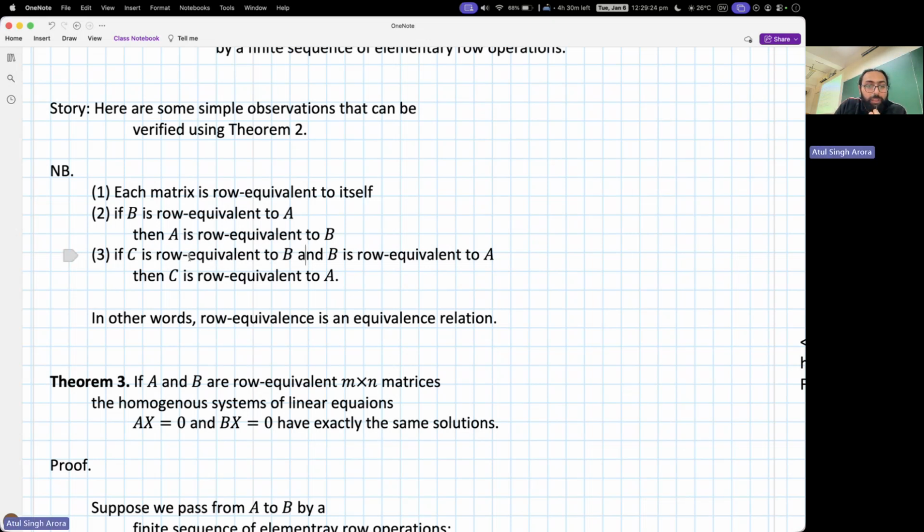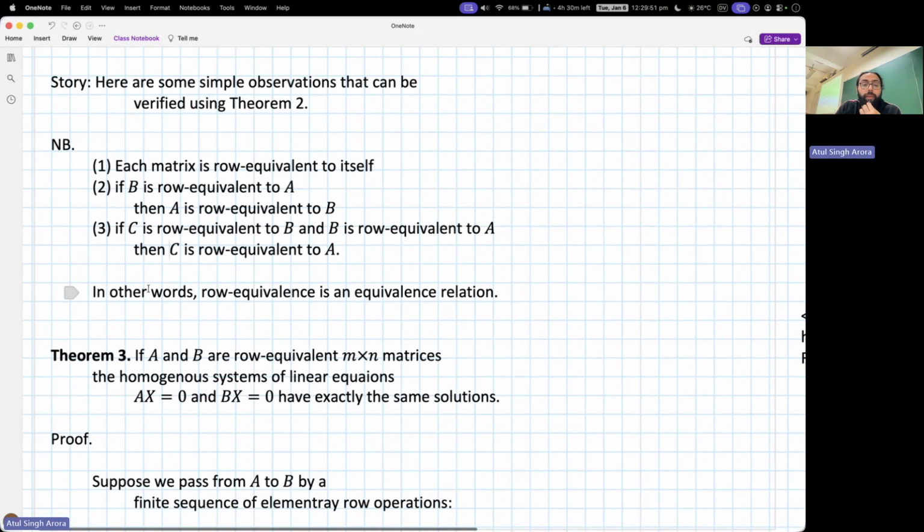Right. So if C is row equivalent to B and B is row equivalent to A, then C is row equivalent to A. What this is saying is that there are a bunch of operations, elementary row operations, that you can apply on B to get to C, and a bunch of operations that you can apply on A to get to B. Then you can apply a bunch of operations starting directly from A to obtain C. It's nothing very complicated.